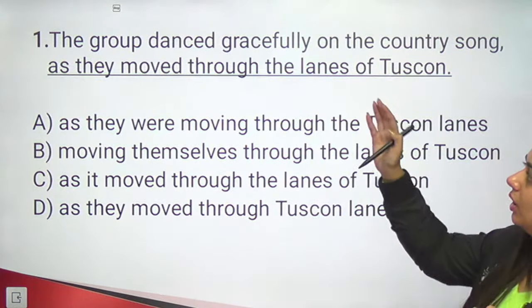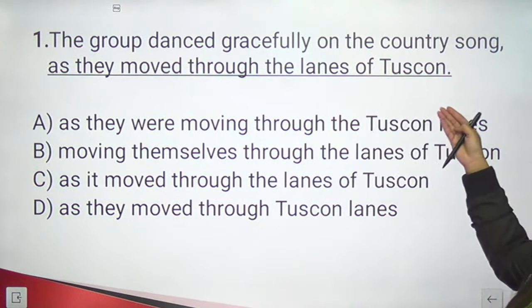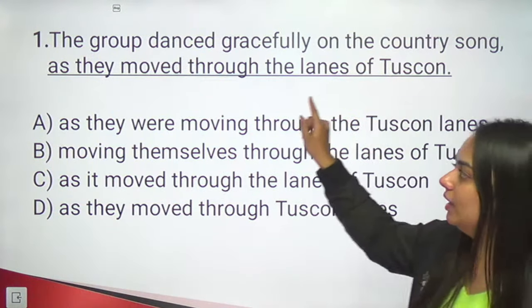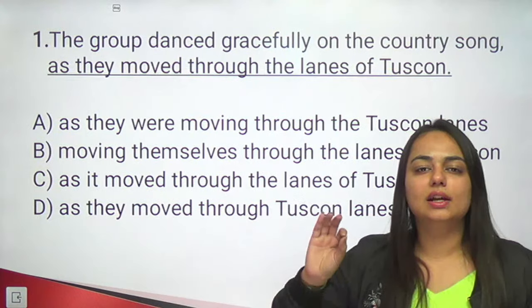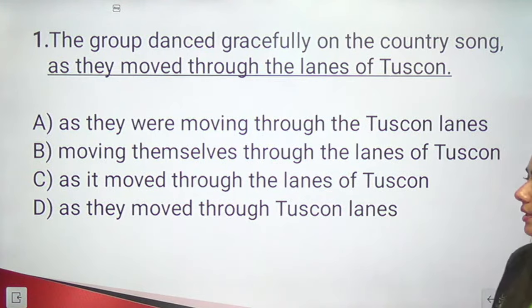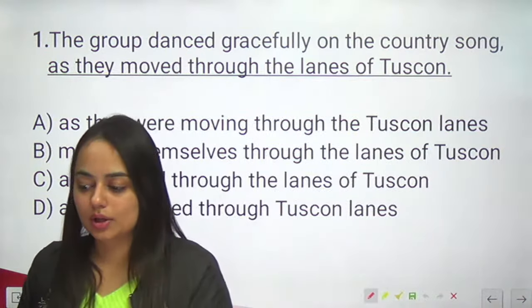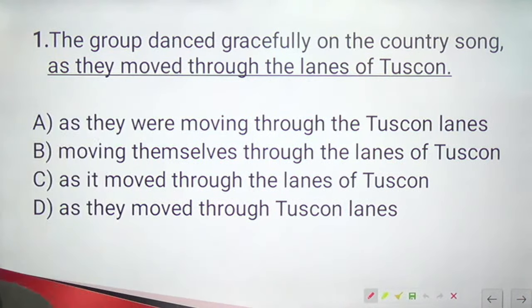The first question: The group danced gracefully on the country song as they moved through the lanes of Tuscan. This underlined phrase, you have to make it as clear and as simple as possible. Select one of these four options. What do you think the right answer should be? Look for subject-verb agreement, look for subject and pronoun agreement, look for reducing or avoiding redundancy, and then you will find your right answer. Unnecessarily, don't go with the difficult ones.